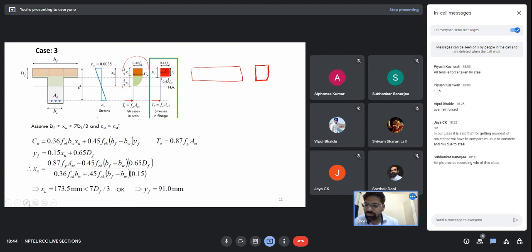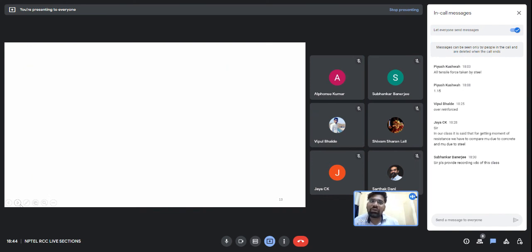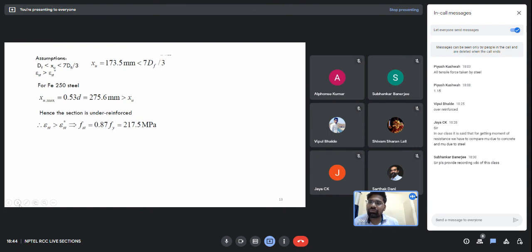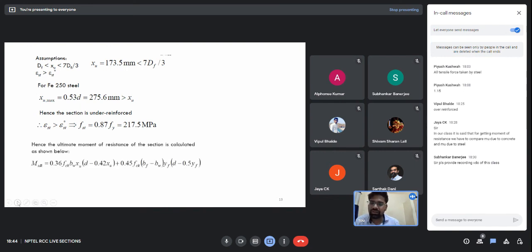Okay, so now I have the XU value. Now I will be finding the limiting depth of neutral axis. So the limiting depth for 250 is 0.53d. So it is greater than XU, so our section is under reinforced. We have already seen there is no problem for under reinforced. So we can now directly go for calculating the ultimate moment of resistance, which is this value. When you substitute everything, you will get this.